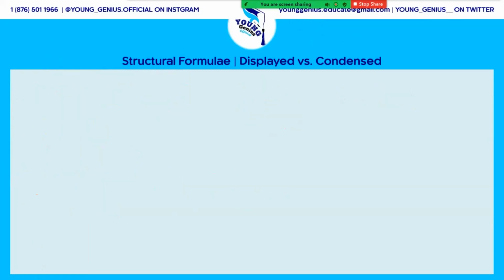Wait, what we did first was the molecular formula. This is now the condensed formula. Yeah, I'm going to do more examples. All right, let's go again. I probably took that off too fast.